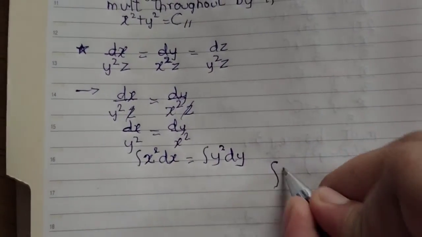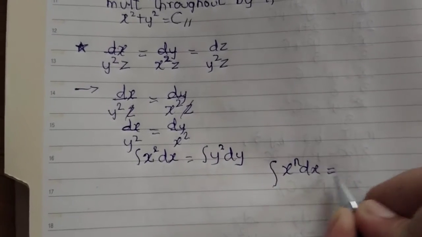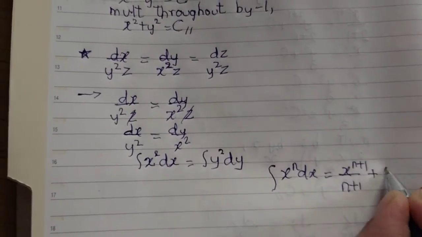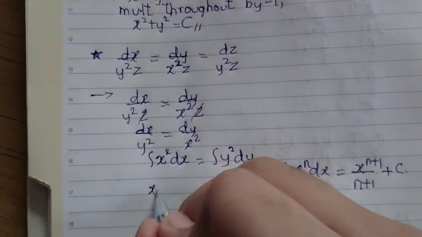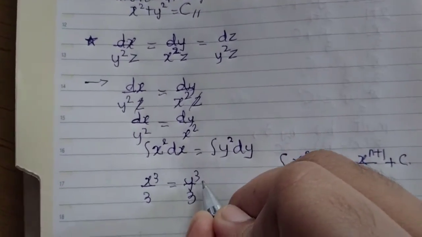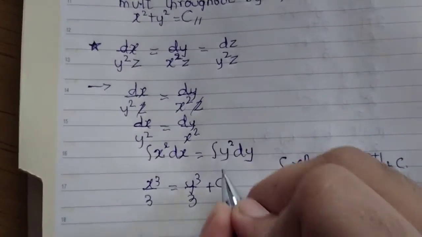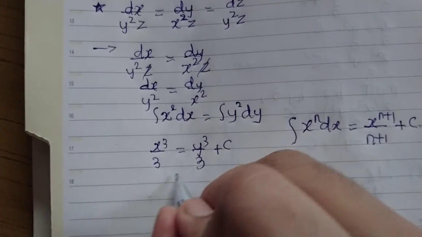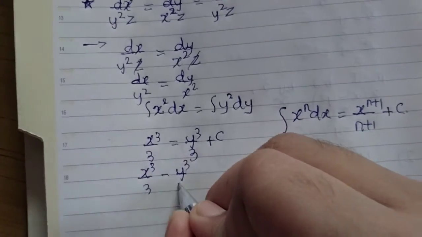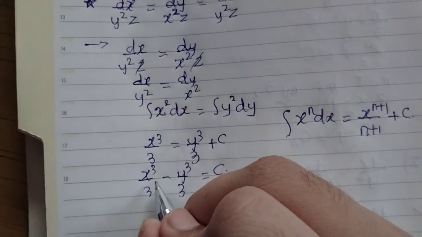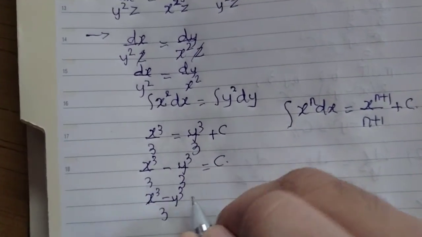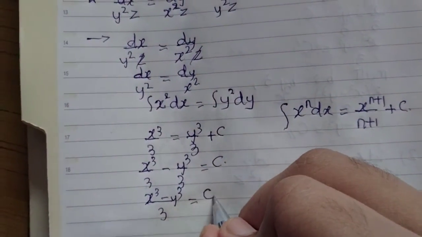I'll write here again, integration of x raised to n dx is equal to x raised to n plus 1 upon n plus 1 plus c. So it will be x cube upon 3 is equal to y cube upon 3 plus c. Again shifting the y cube by 3 to the left side, we'll get x cube by 3 minus y cube by 3 is equal to c. Taking 3 common, x cube minus y cube upon 3 is equal to c.